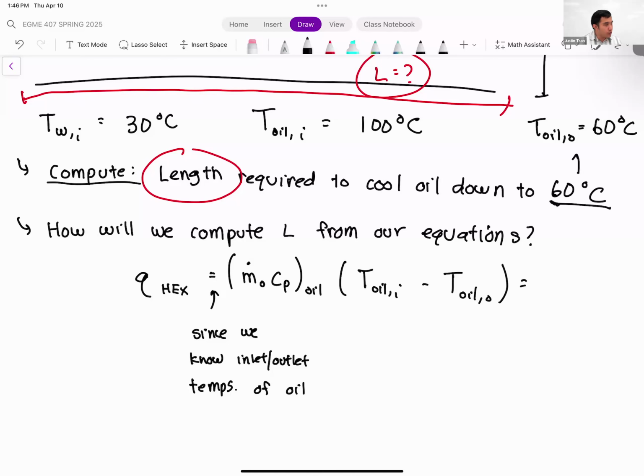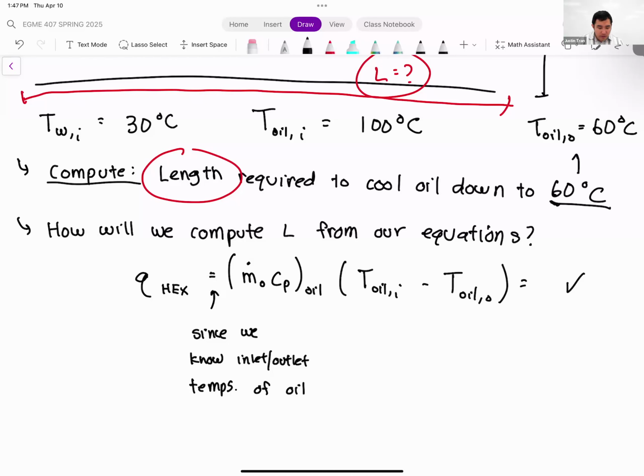Of course, we do need the thermal capacity of the oil itself. But this is something that we can compute, right? Granted that we look up the Cp of oil. So this is the number that we can compute. All right, so that's great.